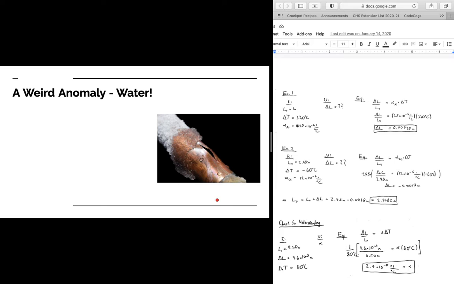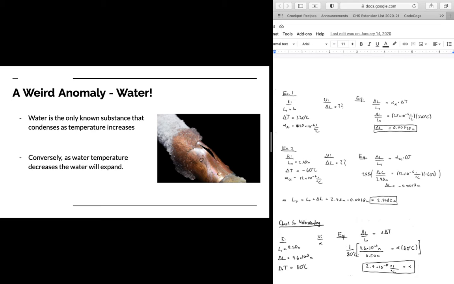So here's a weird anomaly: water. Water does not like to play by our rules, okay? Water is the only known substance that condenses as temperature increases. There are probably other substances that are very obscure and very niche, but I'm not a chemist, so I wouldn't know anything about those substances, okay? So conversely, as water temperature decreases, the water will expand, okay? If you ever have water in pipes, like if you're in Boston or Flagstaff, a town that gets really cold during the winter, the water will freeze and expand, and it can cause the pipes to burst.